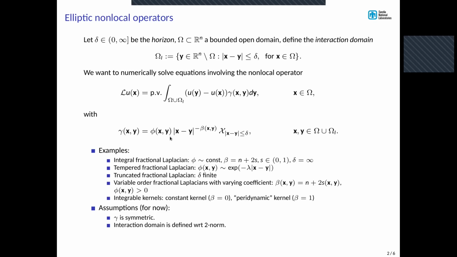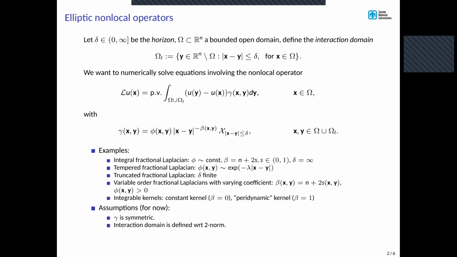And finally, you can obviously also consider kernels that are integrable. So what we have implemented in our code is, for example, a constant kernel, where we don't have any singularity, or something we term a peridynamic kernel, where we just have the inverse of the distance between x and y. Now, for now, what we assume is that the kernel is symmetric. We have some implementation for non-symmetric kernels, but that is not yet part of the released code.